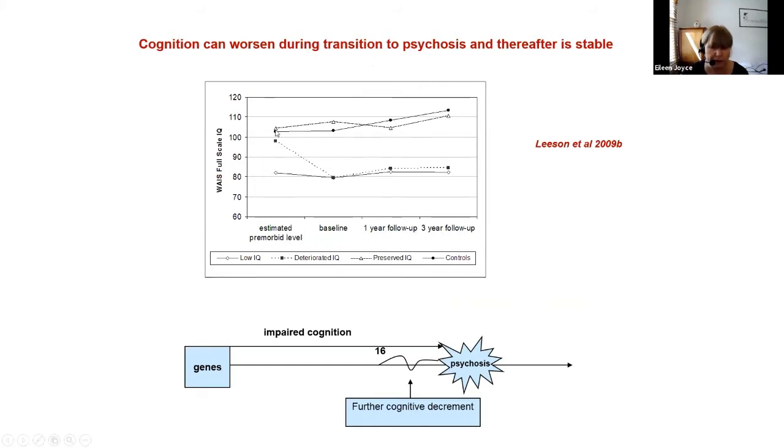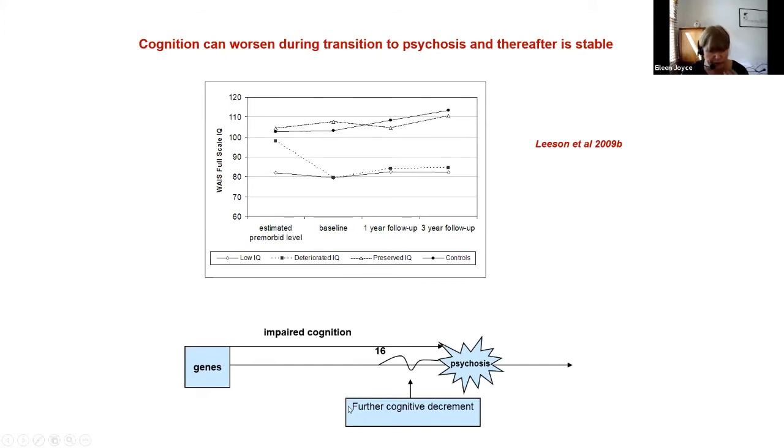And we found that compared to controls, there was a subgroup of patients who had a normal IQ prior to psychosis onset, and this IQ didn't change. We also found a subgroup who had a low IQ prior to onset, and this didn't change. But then there was this subgroup here who had a normal IQ prior to the onset of psychosis, but there was a decrement by the time they transitioned to psychosis, and thereafter their cognitive performance didn't change, didn't improve.